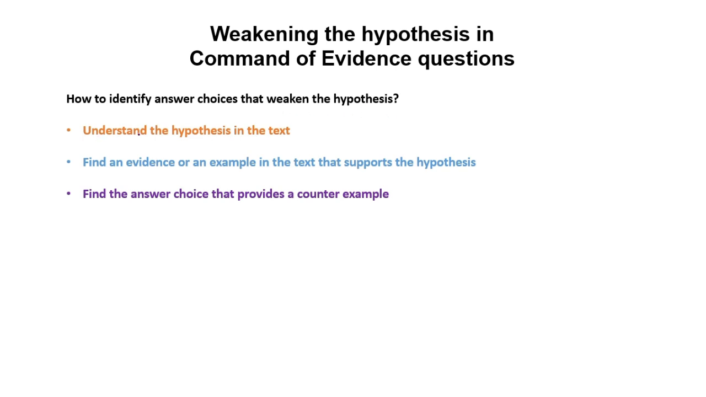First is to understand the hypothesis given in the text. Second is to find an evidence or an example in the text that supports the hypothesis. The third is the answer choice that provides a counterexample. Now let's see how we can implement this.